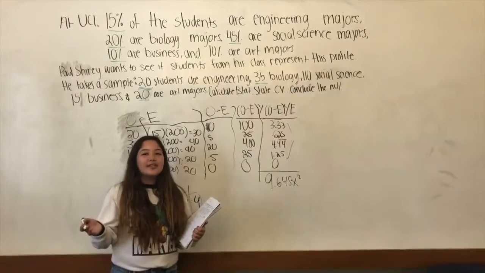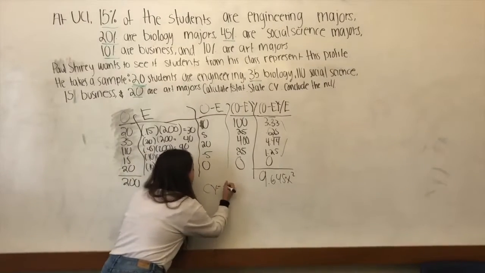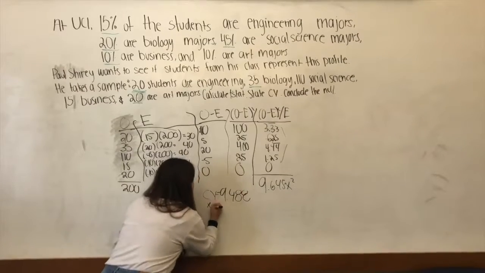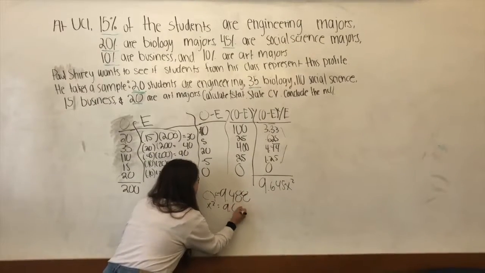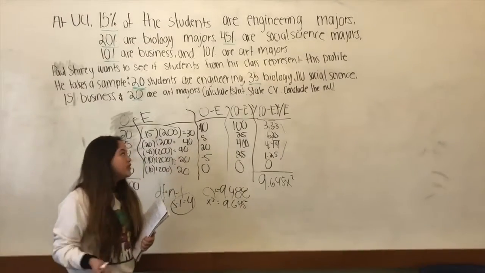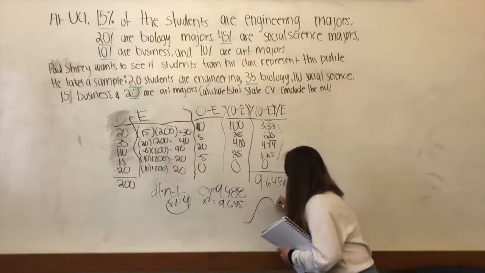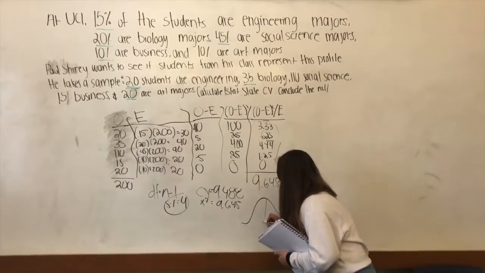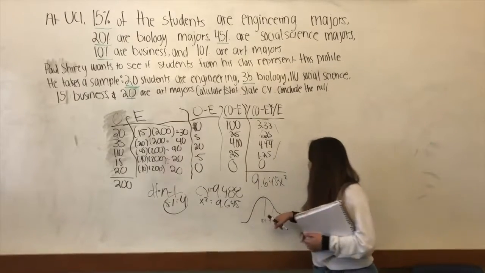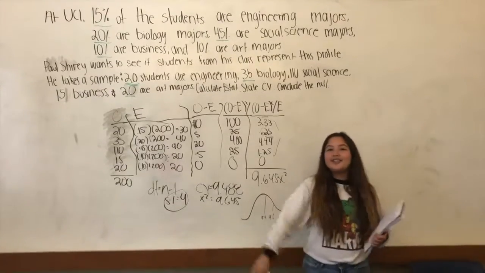After looking at the chi-square table, we figured out that CV, which is the critical value, equals 9.488, and our x squared equals 9.645. So in this example, we're going to reject the null hypothesis, and we can see this in a normal distribution chart. 9.4, 9.6, and we can see that this falls within the significance level, so we're going to reject the null.